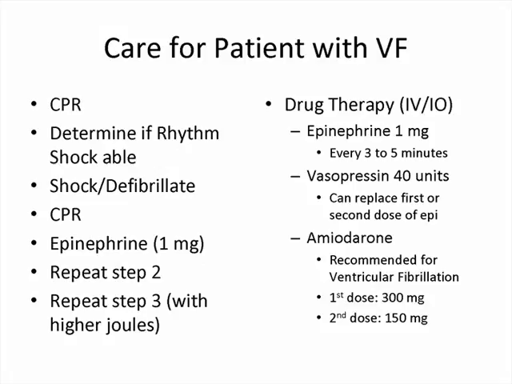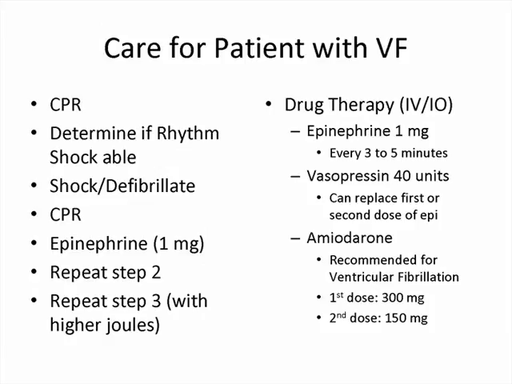So the algorithm determining the care for a patient with ventricular fibrillation, or VFib: the first thing, of course, is CPR. Then you want to determine if the rhythm is a shockable rhythm. If it's VFib, it is. If it's not, it is not shockable. This is VFib. It is shockable. We want to shock it. We want to defibrillate this rhythm. We continue with CPR. At that point, we are going to ask for epinephrine. Epinephrine, 1 to 10,000, you're going to give 1 milligram, which comes prepared in a Carpuject, and we will talk more about that in class.